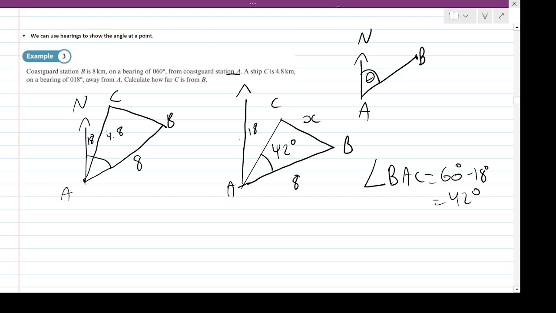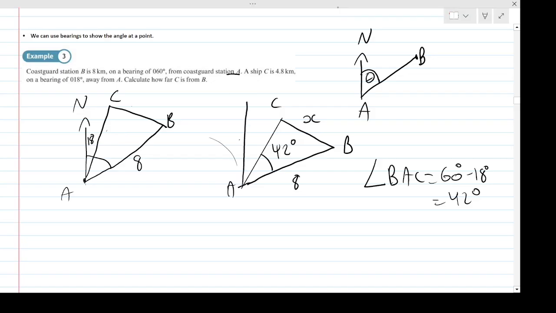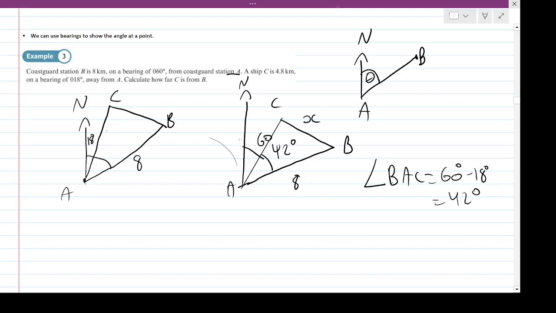I think that's probably the hardest step actually, working out the angle. Hopefully you understood that, the bearings. Because the whole angle on this north line has to be 60, but I also know this angle here is 18, so to get the angle inside the triangle, I take 18 away from 60 to get 42. Anyway, so there we are. So we've got this triangle then.